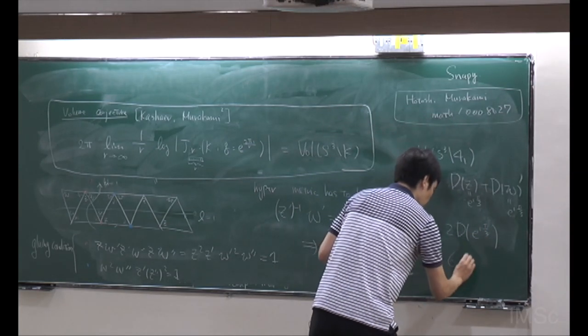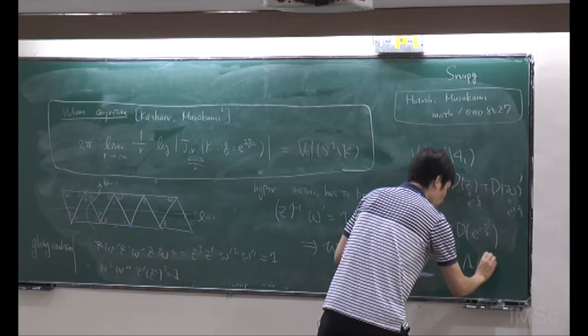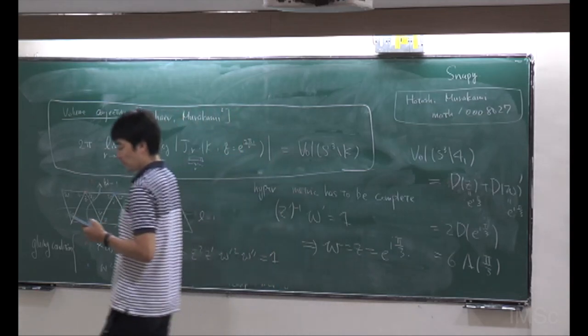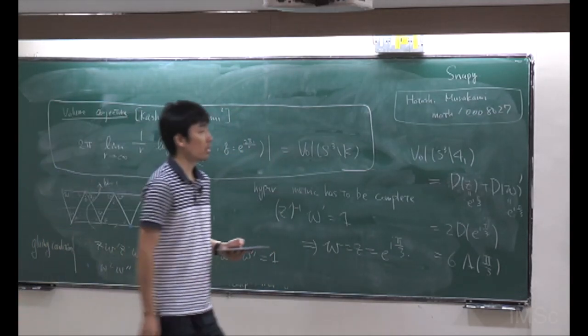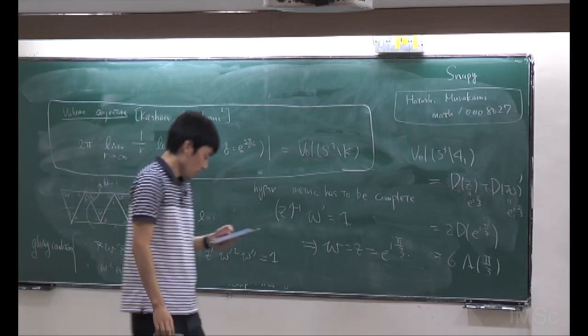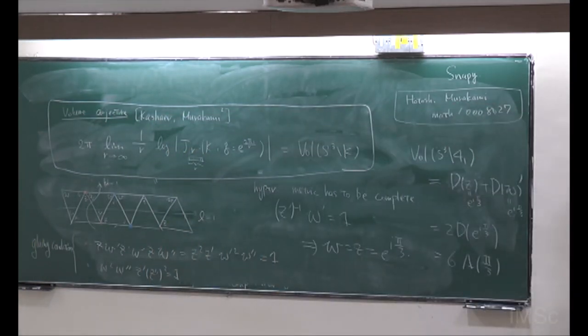Or for the Lobachevsky function, you get the pi over 2. So this is the classical geometry of the knot complement. So let's see the left hand side. Okay. Any questions so far?